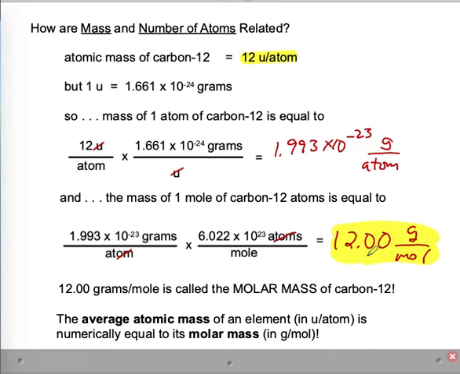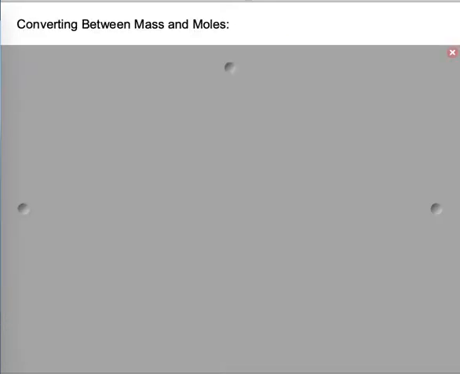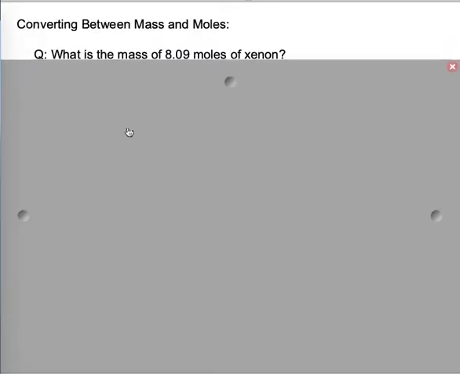So, take-home message is, the number that you see in the bottom of the box in the periodic table is simultaneously the average atomic mass of that element in u per atom and the molar mass in grams per mole. This then gives us a very powerful tool. I can now convert between mass and moles.